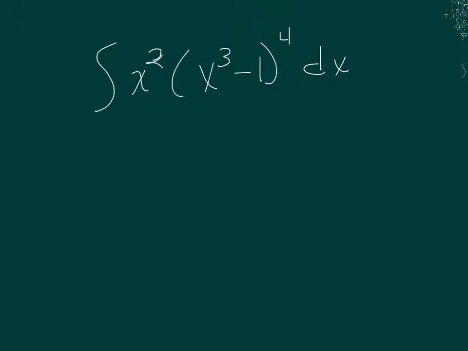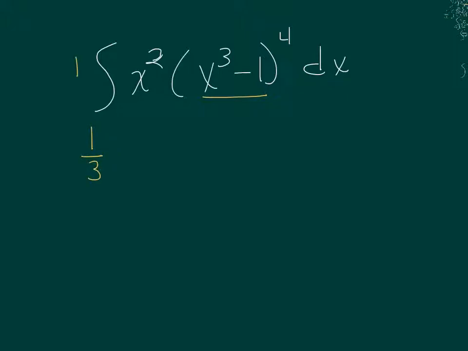Okay, let's look at another one where I'm missing something. The integral of x squared times (x cubed minus 1) to the 4th dx. All right, we have our inner function, and the derivative of that inner function is 3x squared. I only have an x squared. So if I want this to fit the pattern, I need to multiply by 1/3.